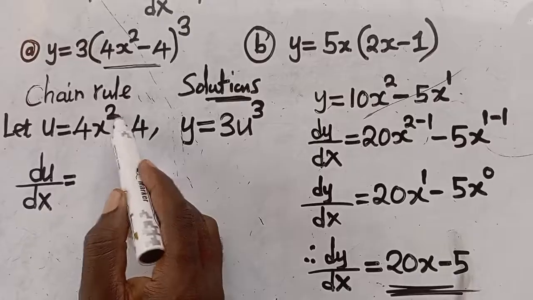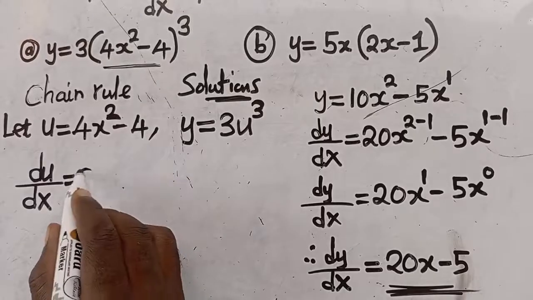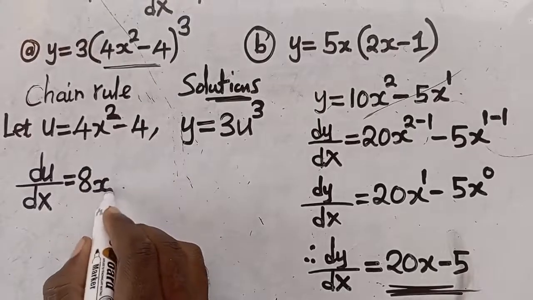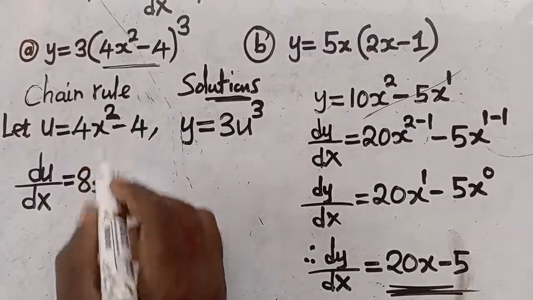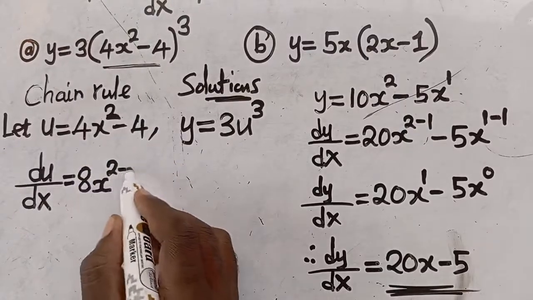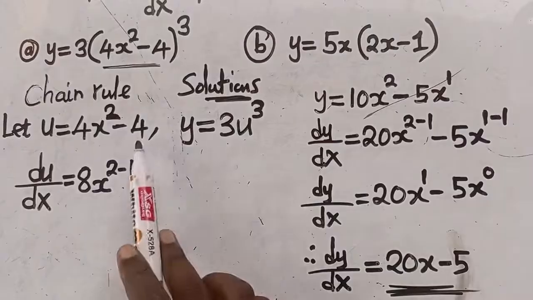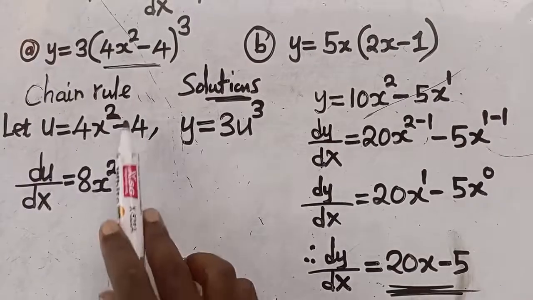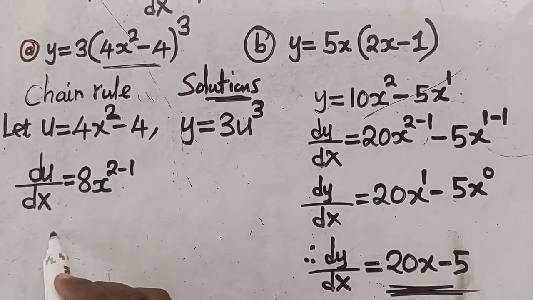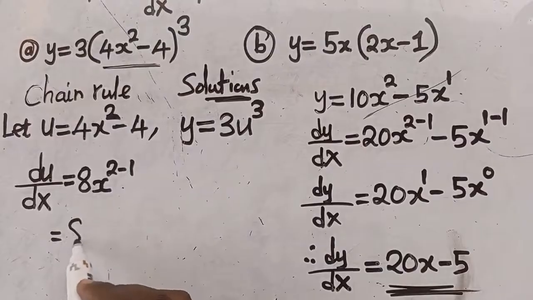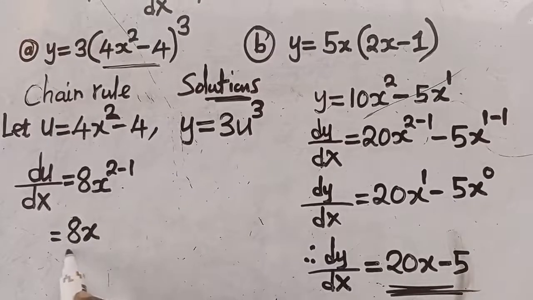2 times 4, that is 8. X here, then that is what? That is 2. We say minus 1. We can't differentiate a constant number. You just leave it. So the final answer is equal to what? 8x. This is the answer. You are done. Is there anything difficult here?